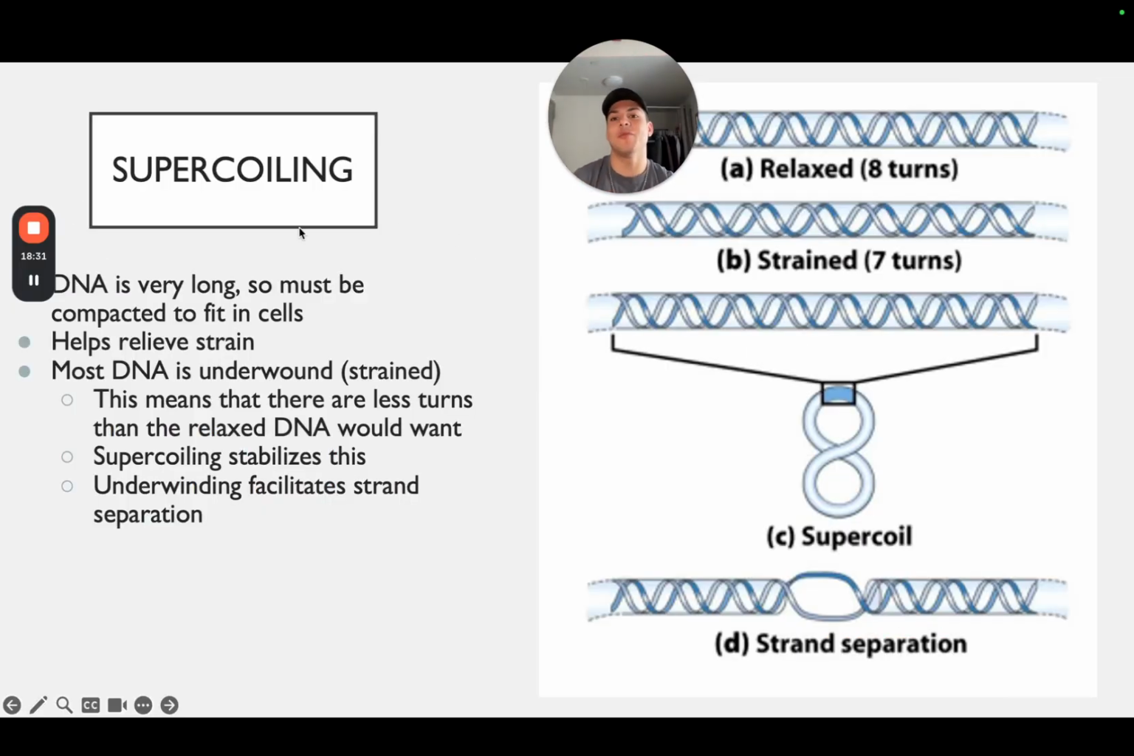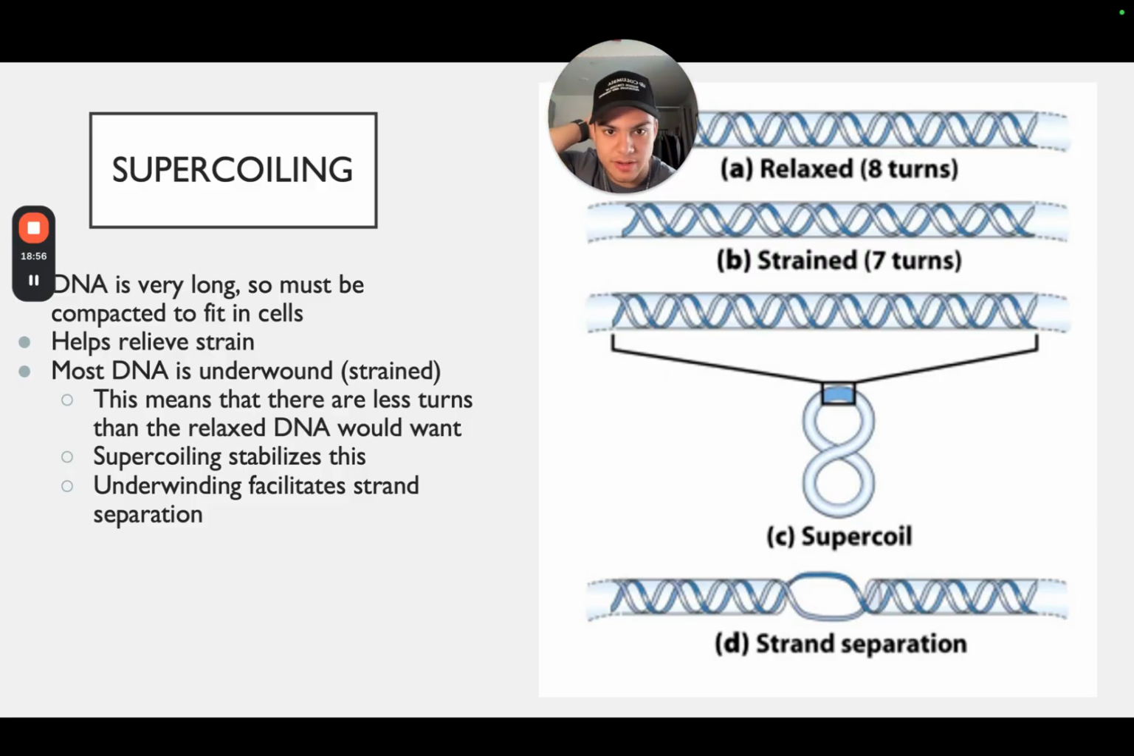Okay, so now moving on to one of the more complex topics, supercoiling. So DNA is very long. We know that if it was a single strand just fully elongated and straight, there's no way it could fit in a teeny tiny cell. So the way we do this is through supercoiling and then histones, but we'll talk about all that specifically.